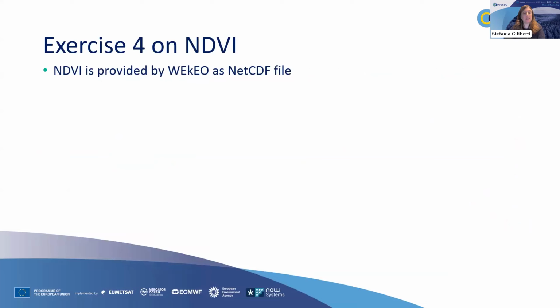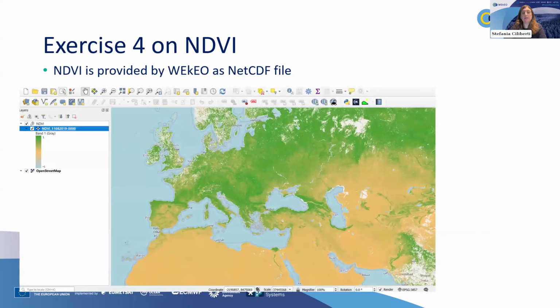The last exercise that has been proposed is related to the NDVI, that is an important variable, as you know, for characterizing the vegetation coverage in a specific region. And this is provided by WEkEO as a NetCDF file. So again, this can be easily imported by using the Copernicus NetCDF plugin. And every time you import a new file, this is displayed in QGIS with the default symbology.